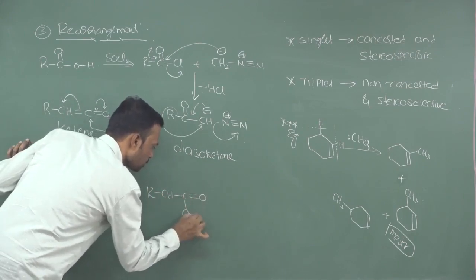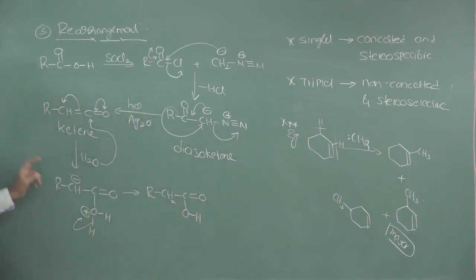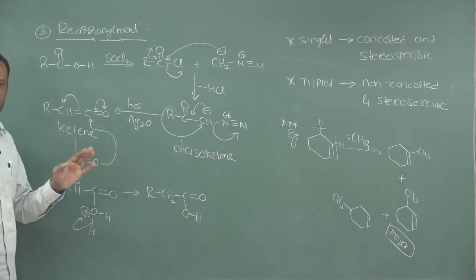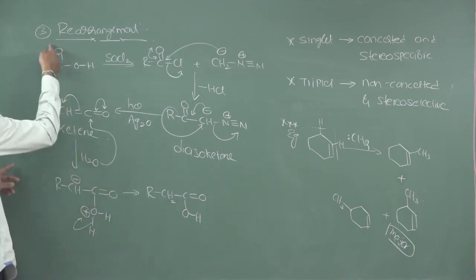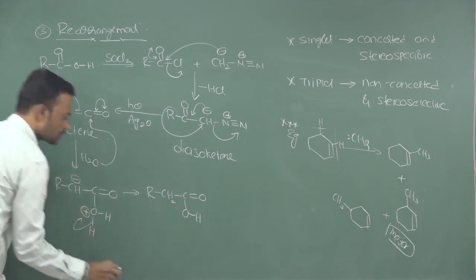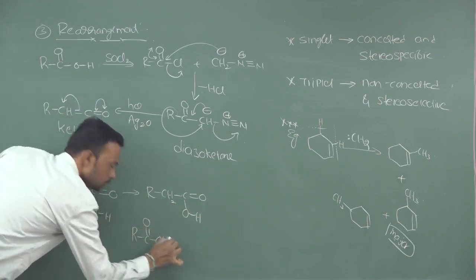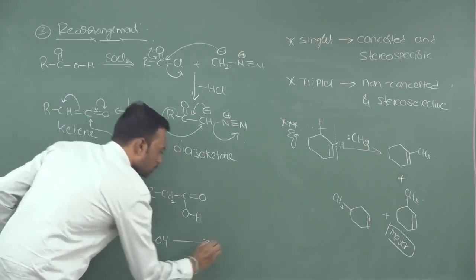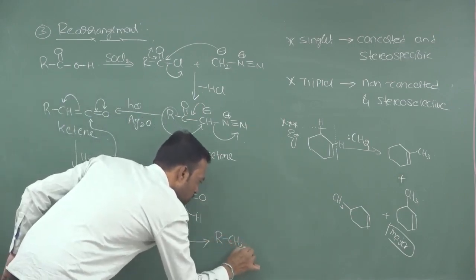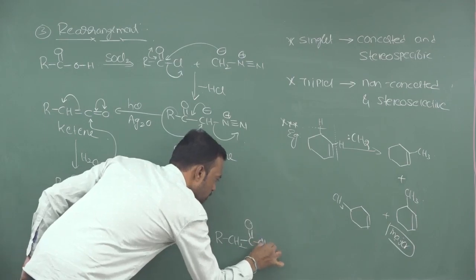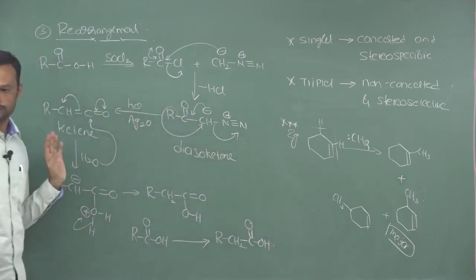Can I write C double bond OH or not? And can I write CH2? So what is this? This is called homologation. Homologation means we are inserting one CH2 group between these two. Okay, see, finally you can write like this or not? RC double bond OH is converting into, how is it converted? RCH2 C double bond OH. This is called Arndt-Eistert rearrangement.